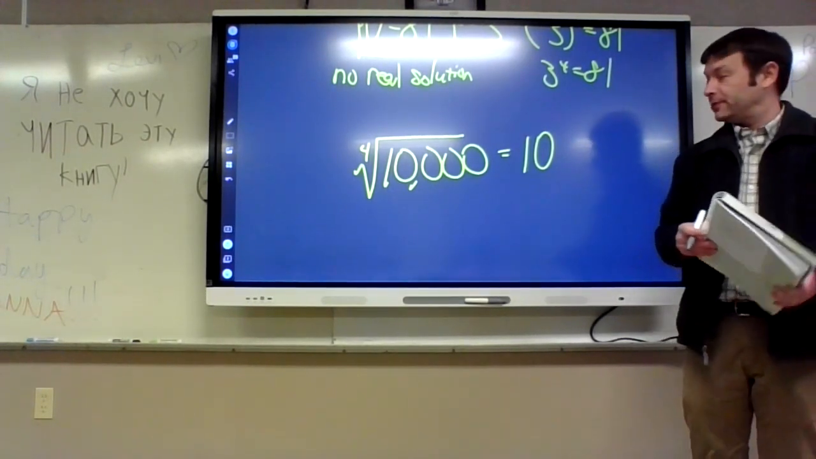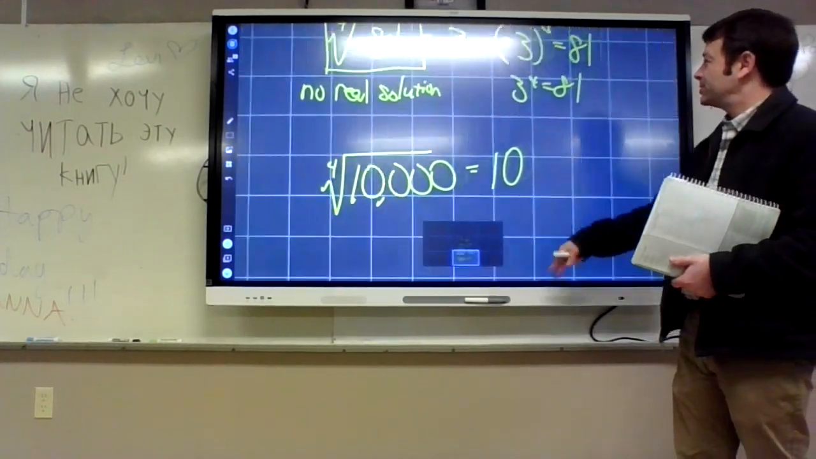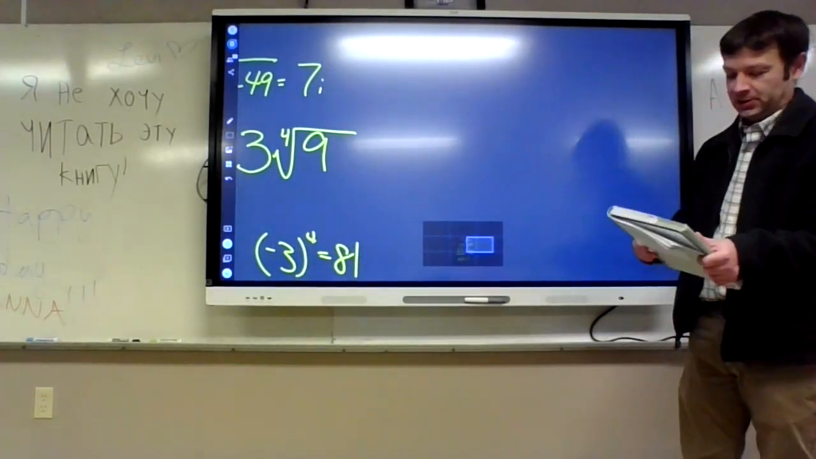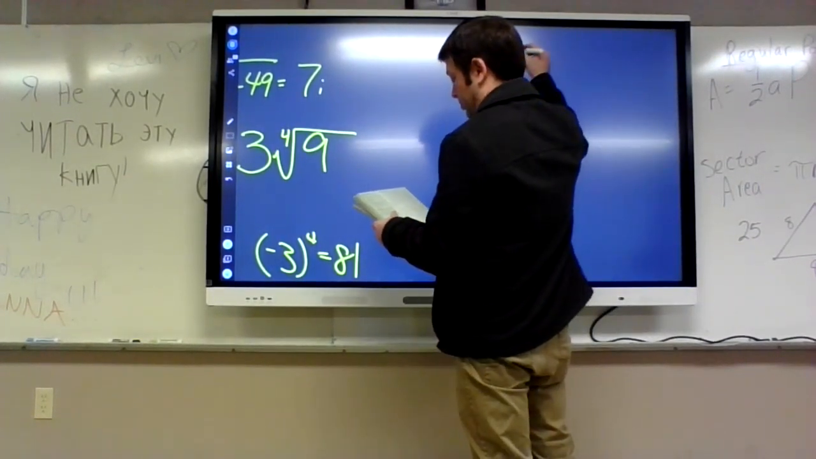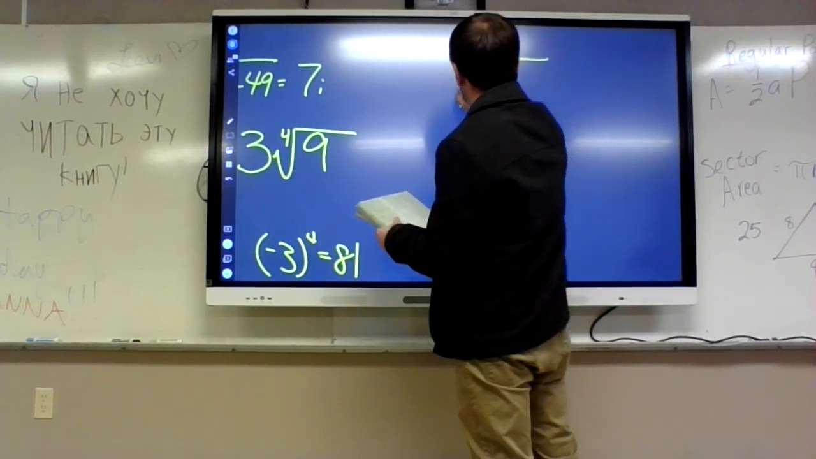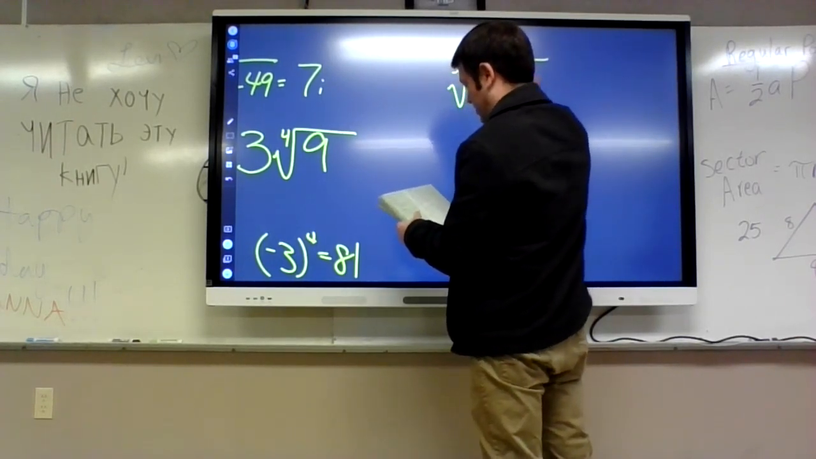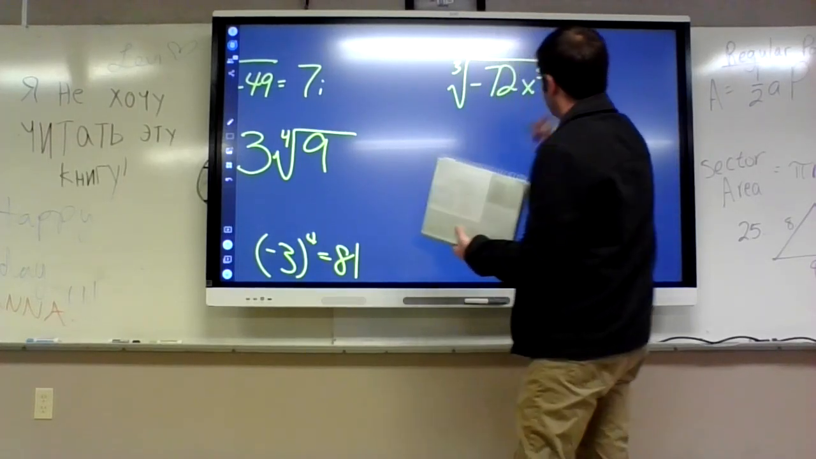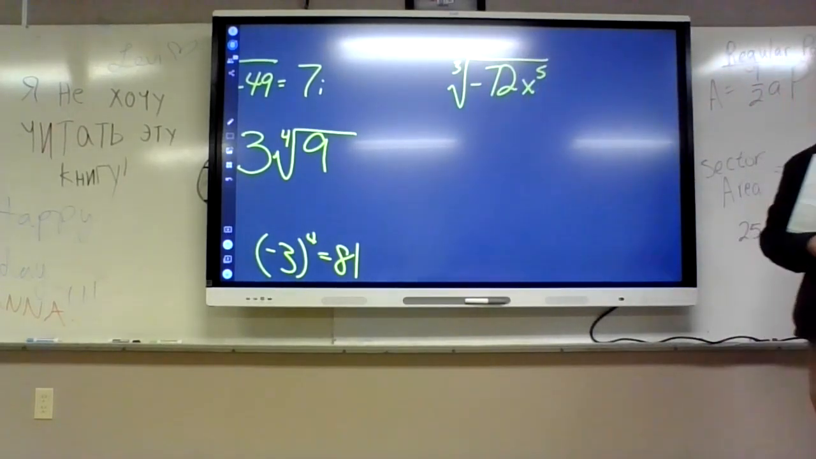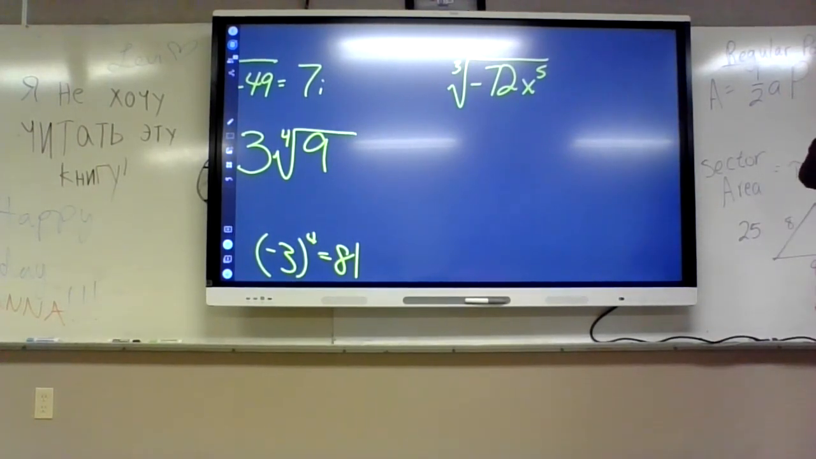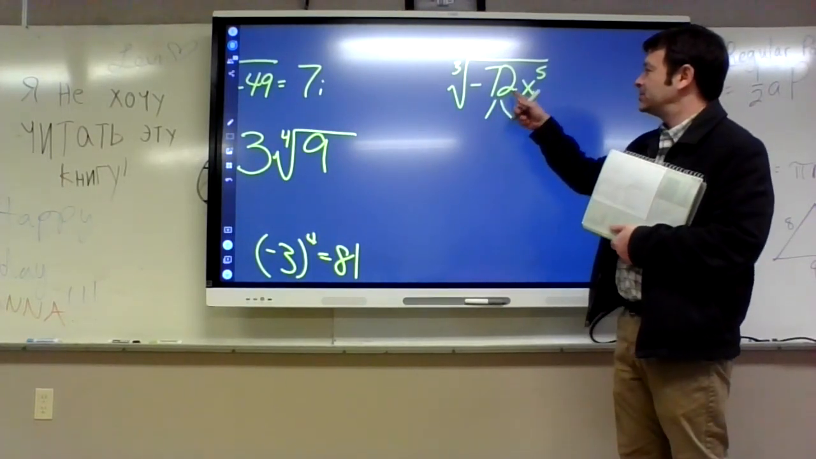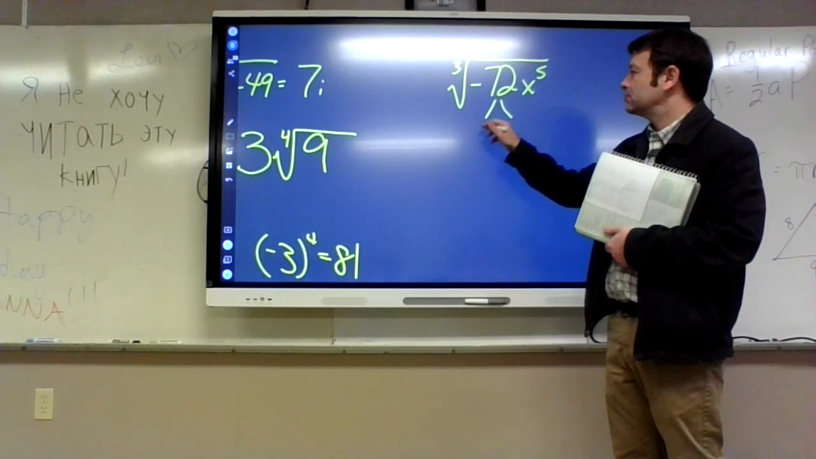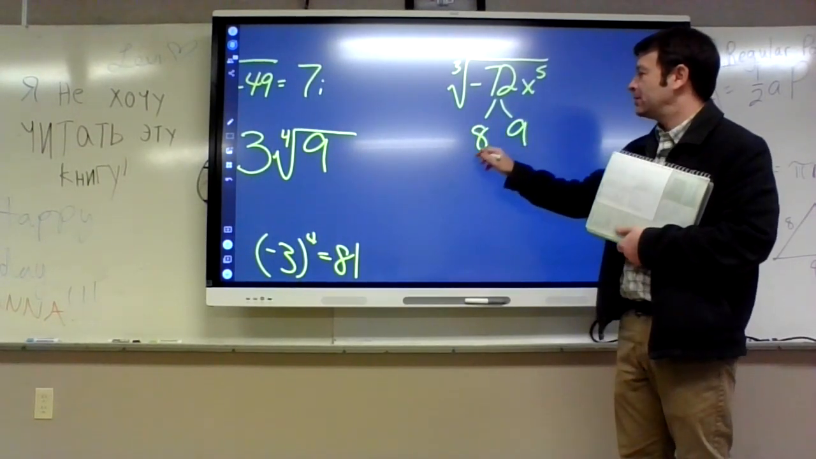Okay, number 5. This is like that big old worksheet that we turned in yesterday. Cube root of negative 72x to the 5th. Let's start with the negative 72. What do I need to do with that? Do the tree, right? What goes into 72? 8 times 9.